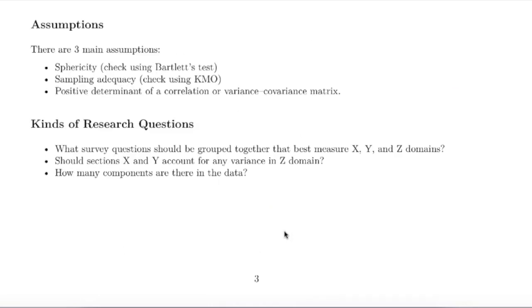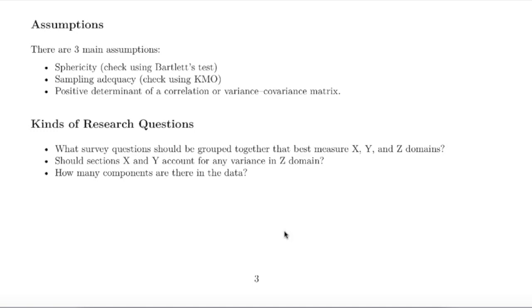The assumptions for PCA are pretty similar to EFA. We have to check sphericity using Bartlett's test, and we have to check the sample adequacy. Is the sample adequate for running EFA? That's what the Kaiser-Meyer-Olkin, I think it is, criterion is going to tell us. And then we have to check that the determinant is going to be positive, because we are doing a lot of matrix algebra behind the scenes. So we just want to make sure that whatever transformation we do to our matrices, the determinant is going to be greater than 0, and it's not going to give us an error.